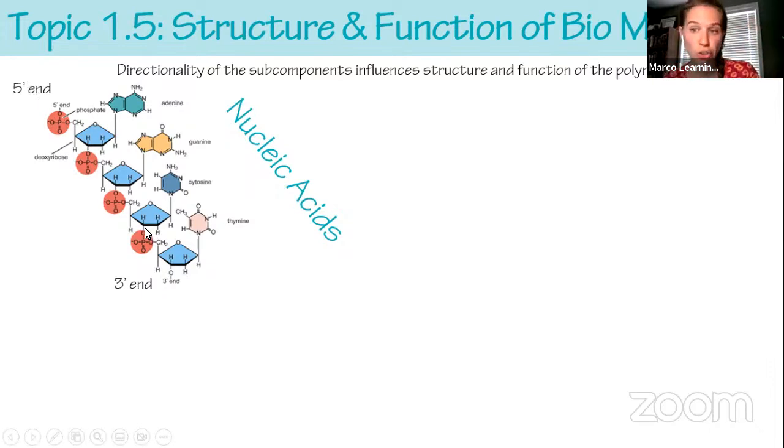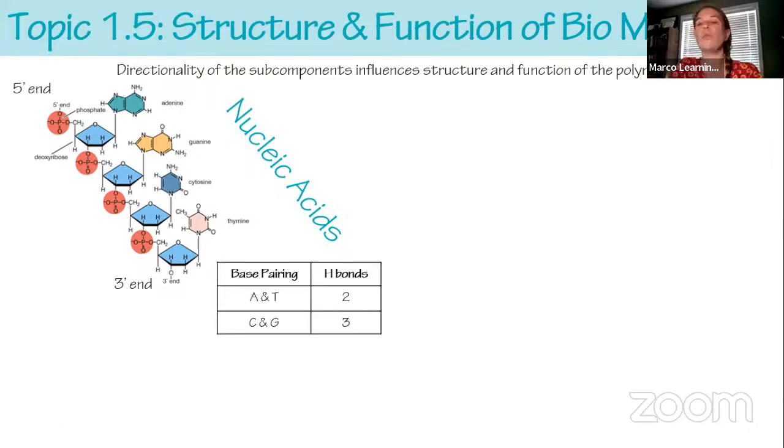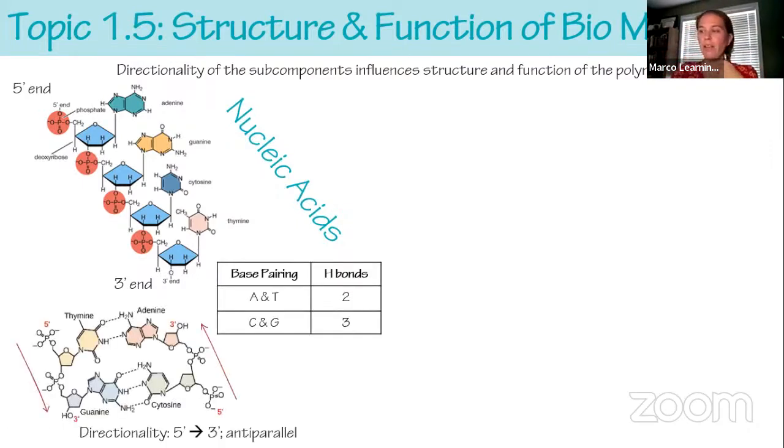Same thing when you talk about transcription. You're going to read the DNA 3' to 5', and you'll assemble the RNA 5' to 3'. They're anti-parallel to each other, as always. The important part is in the base pairing of it.